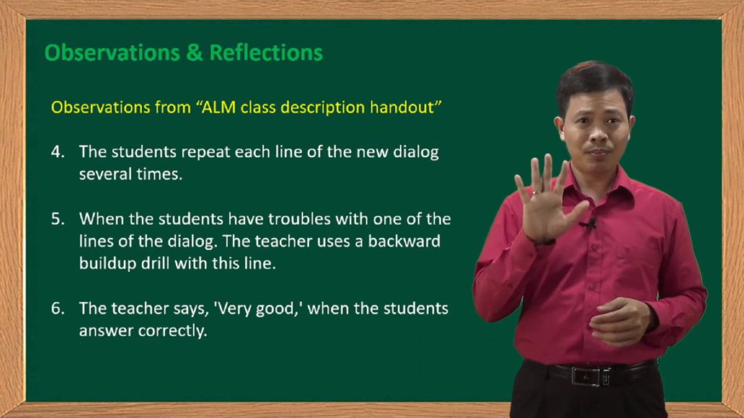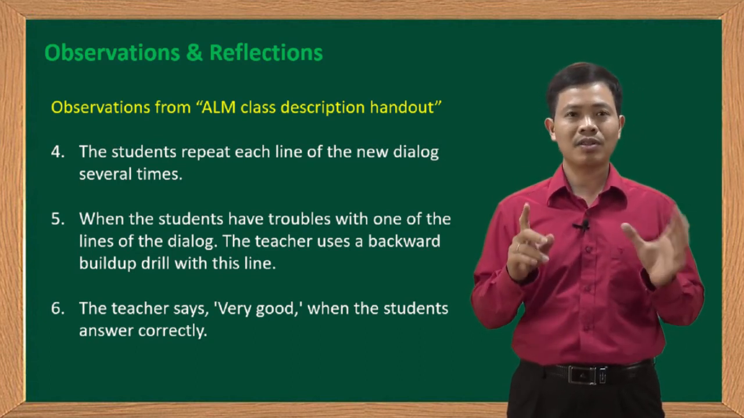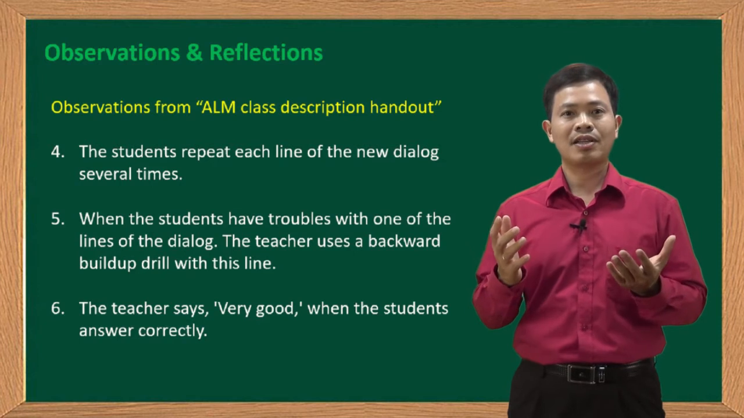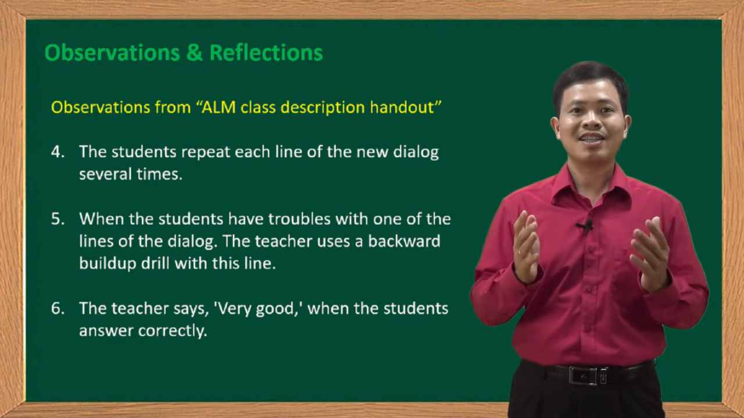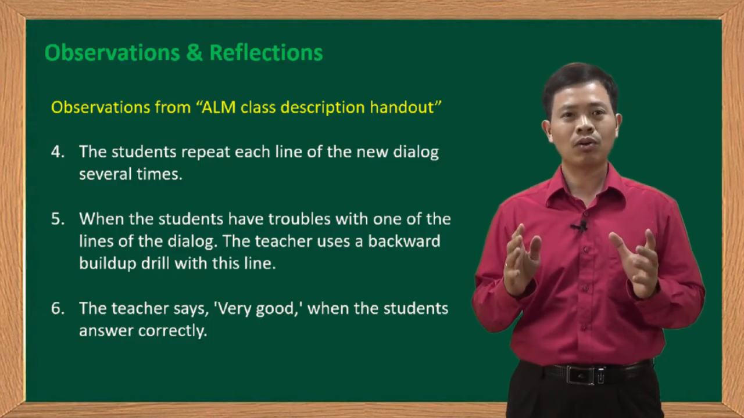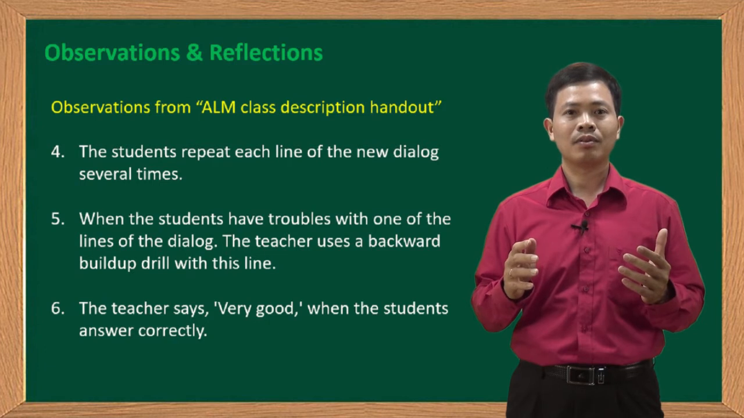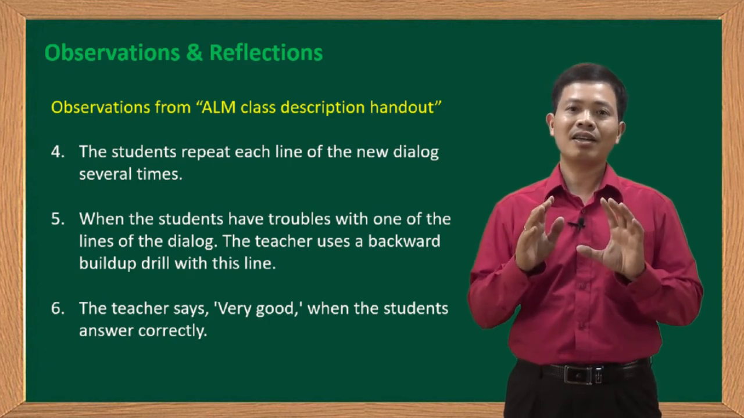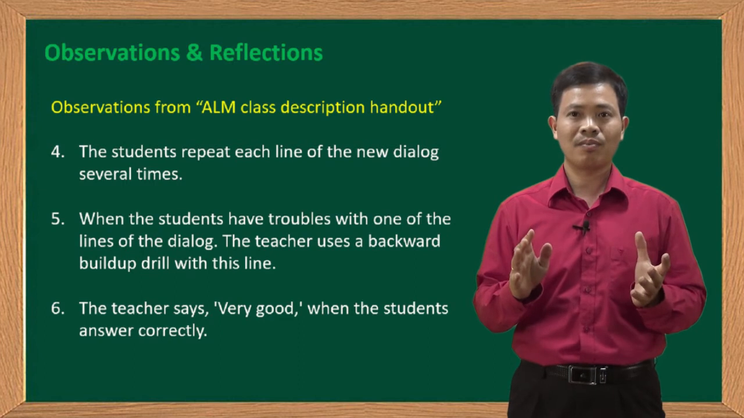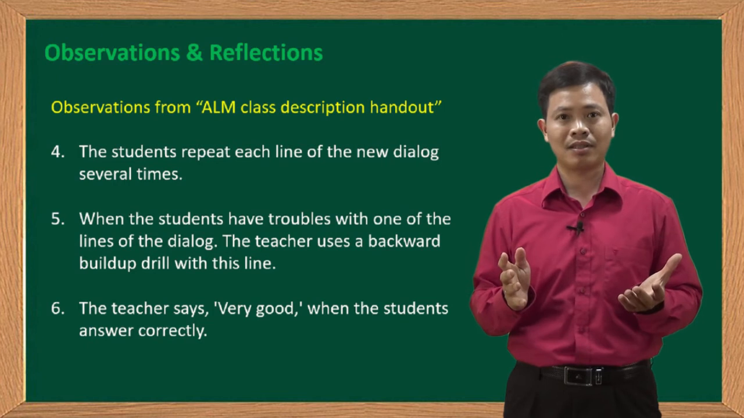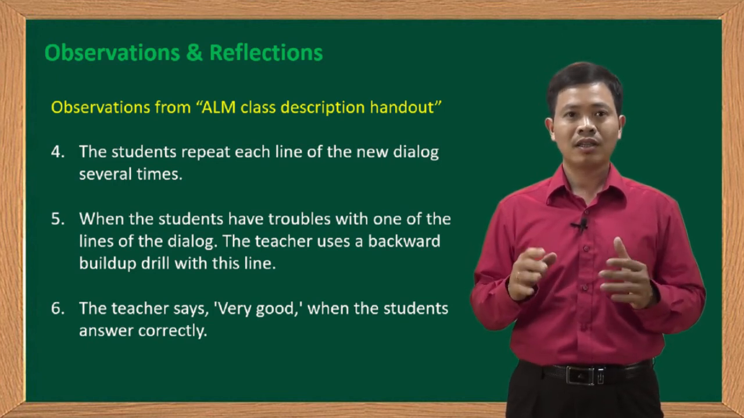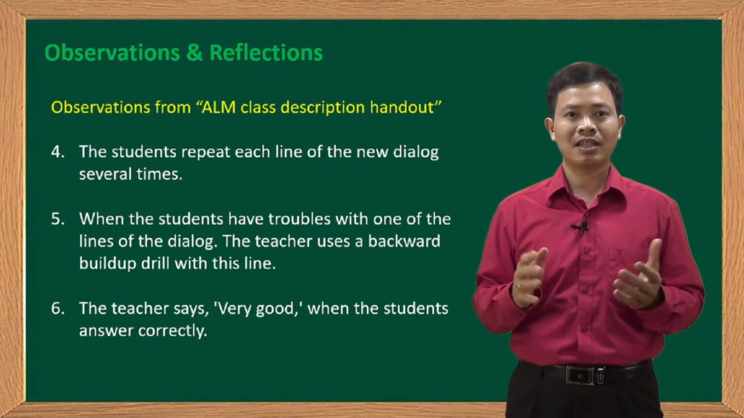Now, the fifth point in the observation is that when the students have trouble with one of the lines in the dialogue, you see, the teacher uses a backward build-up drill. Now, this is a very important technique. It is important to prevent learners from making errors because errors lead to the formation of bad habits. When errors do occur, they should be immediately corrected by the teacher.